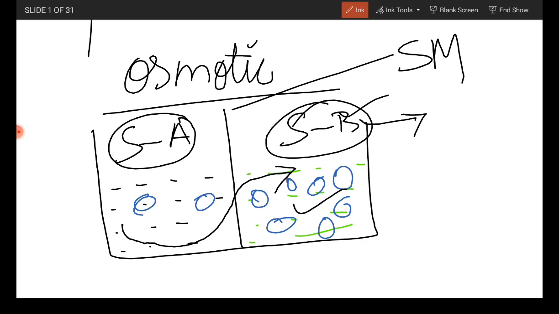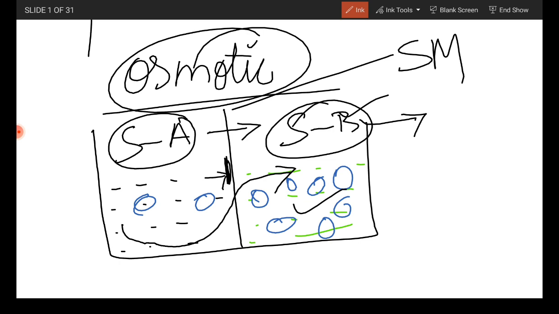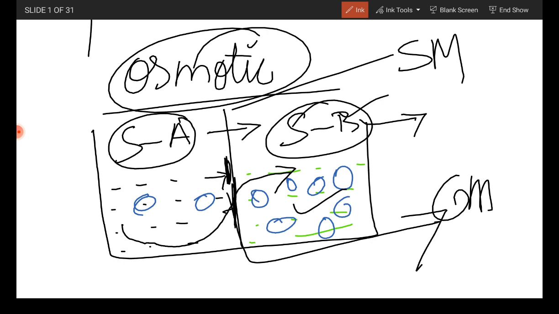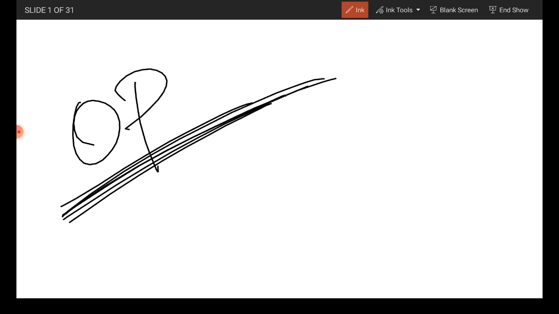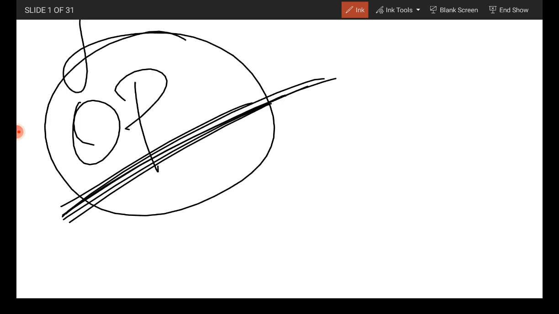The pressure that resists the flow of solvent molecules from one medium to another during the osmotic process, exerted in this medium, is known as osmotic pressure. What is osmotic pressure? The pressure that resists the movement of solvent molecules from one environment to another during the process of osmosis is known as osmotic pressure.